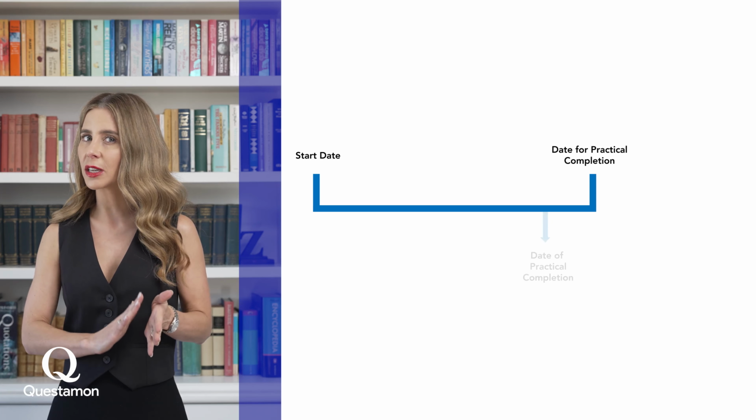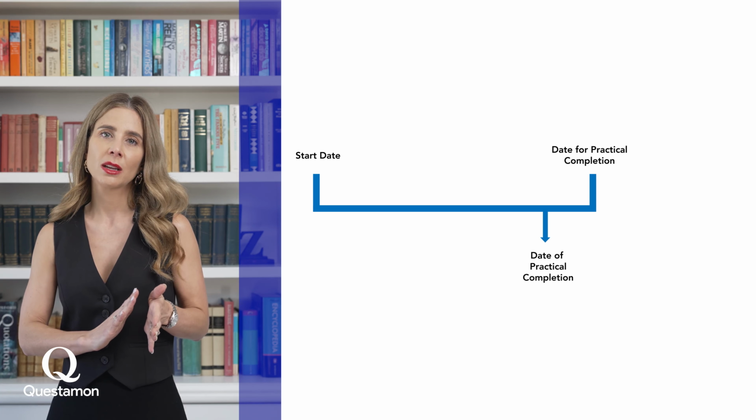If the contractor finishes works early, the date of practical completion will be before the date for practical completion. However, if it's the other way around and the contractor runs late, the date of practical completion will be after the date for practical completion. If this is the case, the contractor will be liable to pay the principal a set rate per day for each day between when they should have finished and when they did finish.